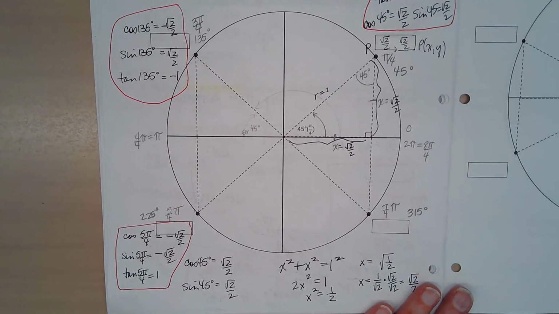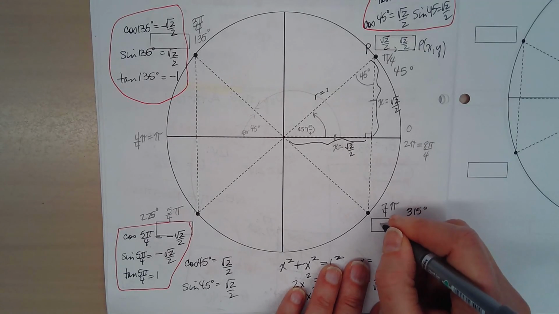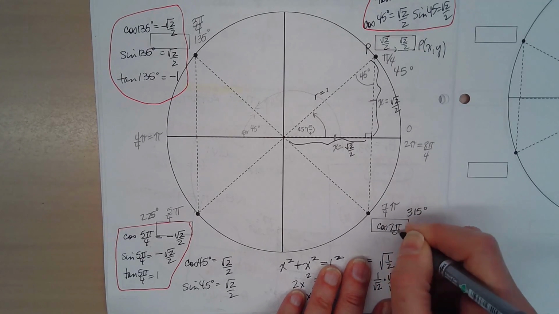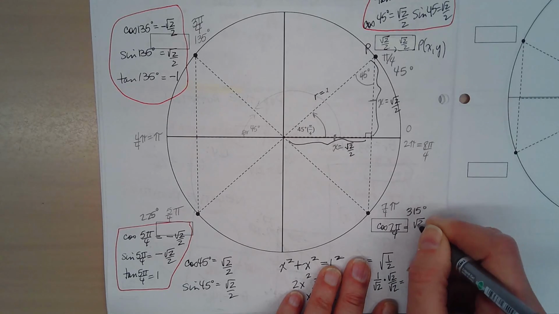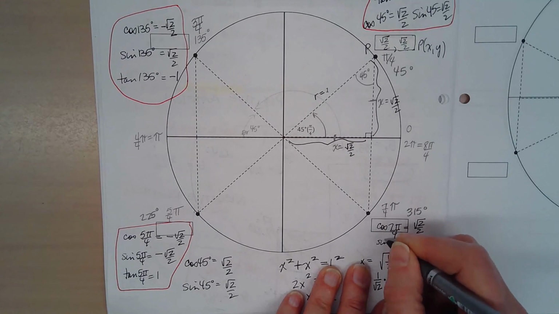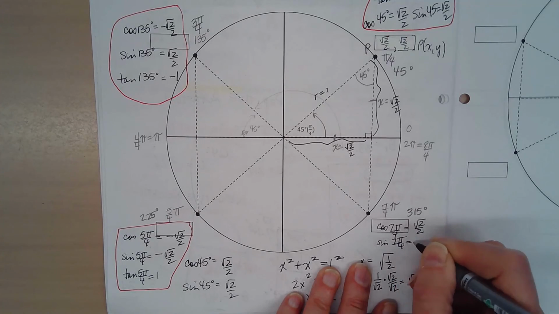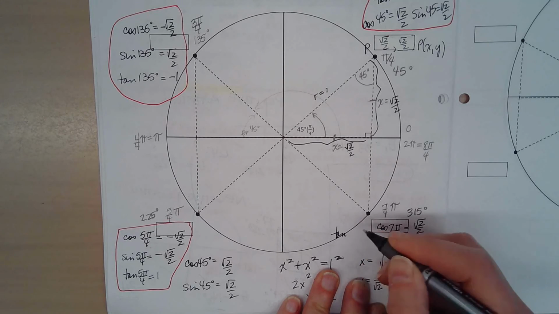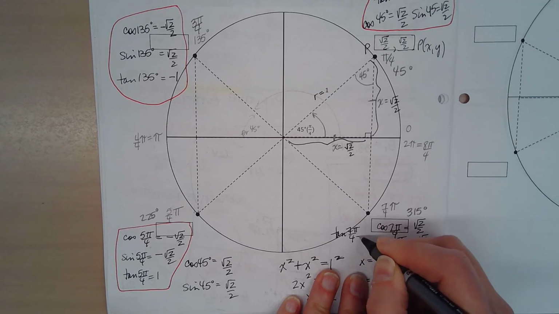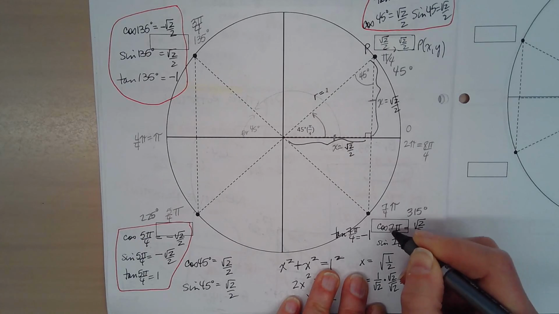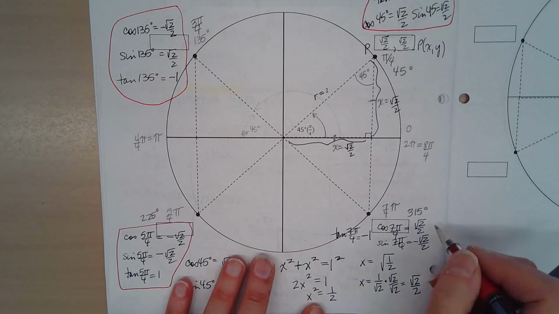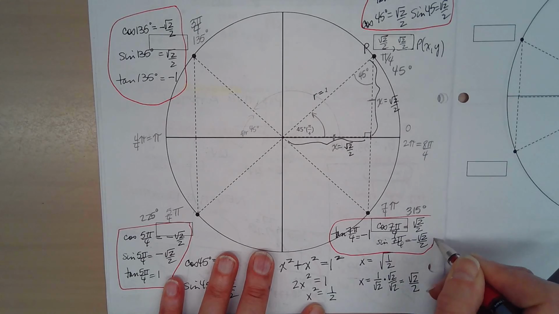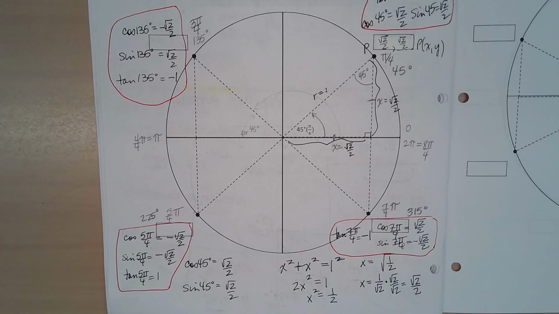And then in quadrant 4, I have cos of 7 pi on 4 equals positive root 2 on 2. Sine is negative root 2 on 2. And tan is also negative, and it's negative 1. So any work you have to do to find your trig ratios is really in the first quadrant, because they're all part of that related group.